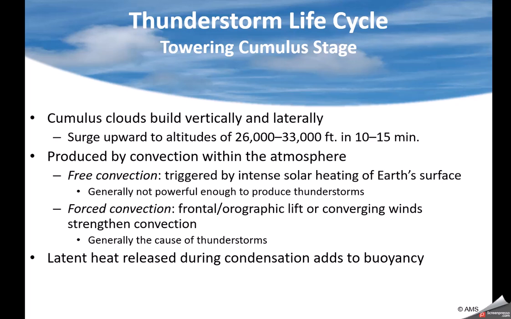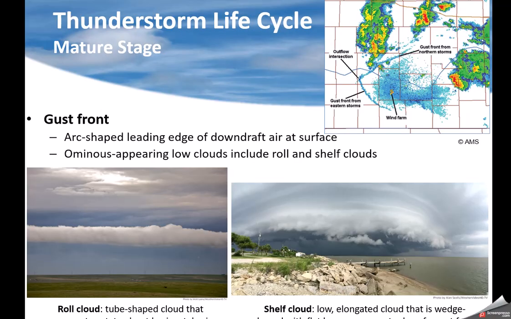So cumulus clouds can surge up literally 26 to 33,000 feet in 10 to 15 minutes. They can be triggered by a lot of different things. Usually free convection, like occurs in the summertime when it's very intense heating, are not going to produce necessarily severe thunder. They may produce a lot of rain, but they may not produce the severe weather. Whereas forced convection, such as with the frontal pushing or orographic lift over mountains, can really generate the lift needed to cause these thunderstorms to become severe.